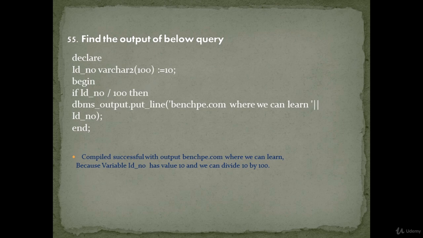Now it is clear. If a variable has data type varchar2, then it can accept both string as well as number. And this is a very basic condition, 10 divided by 100, then print this, and it is true. So it will compile successfully.